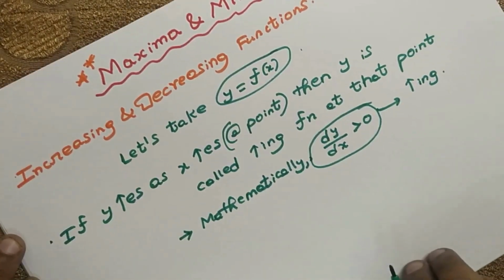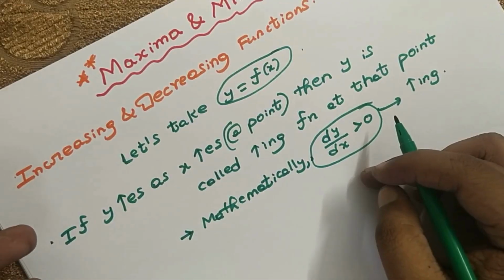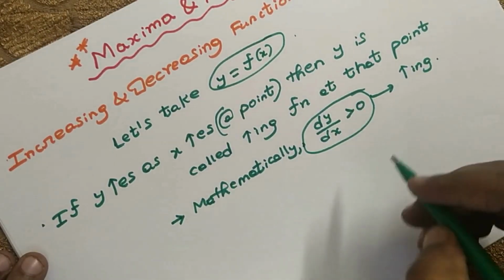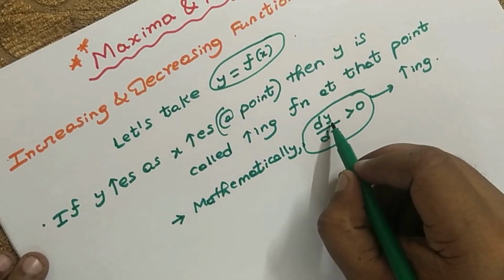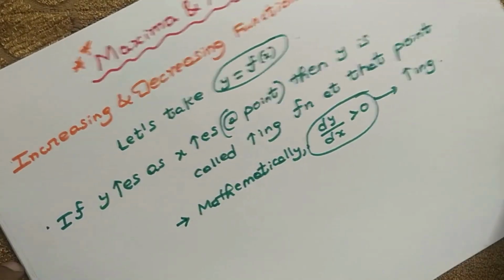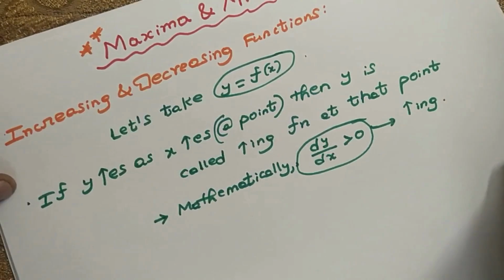Actually dy by dx means the change in y with respect to change in x, right? So as x increases, if y increases, which implies dy by dx is greater than 0, then that function is called an increasing function. Simple. Okay, let's see one example.